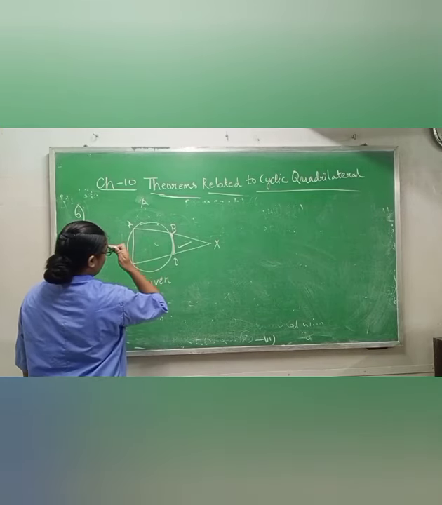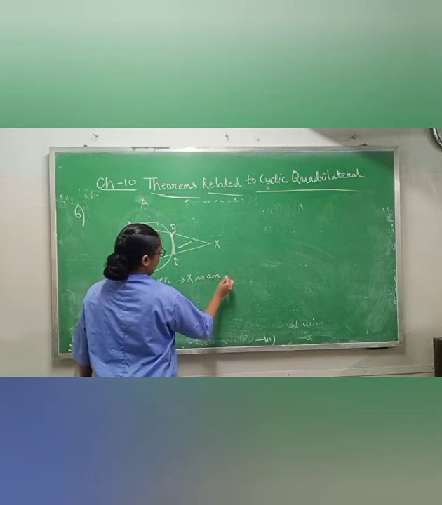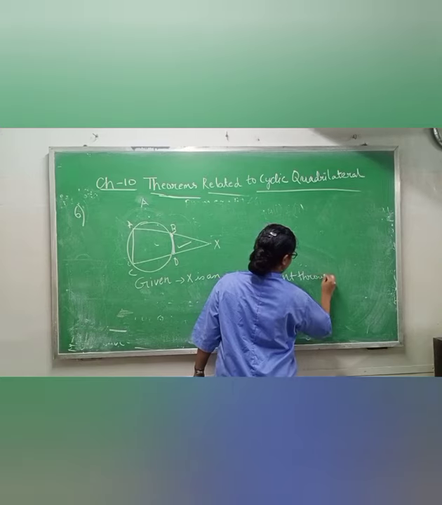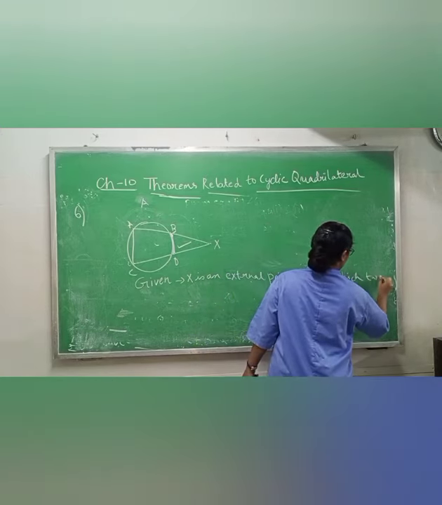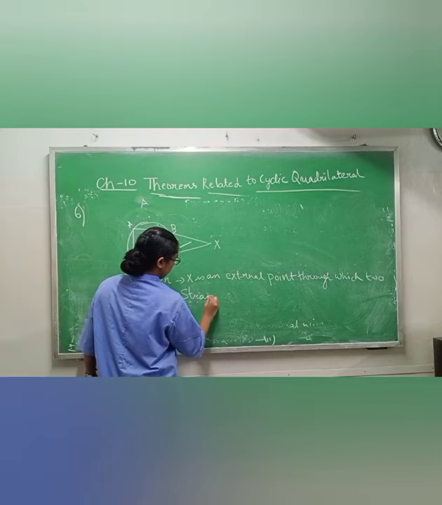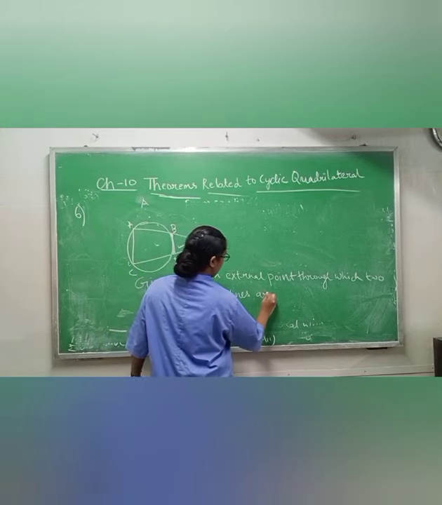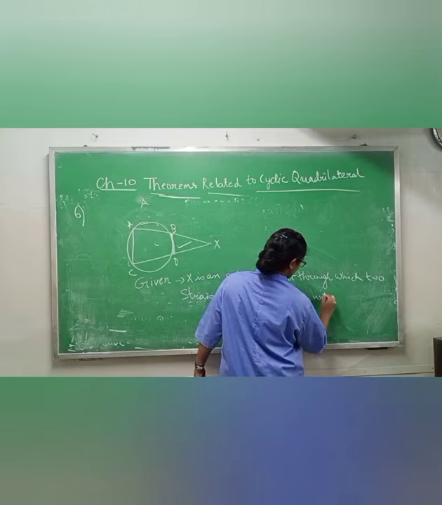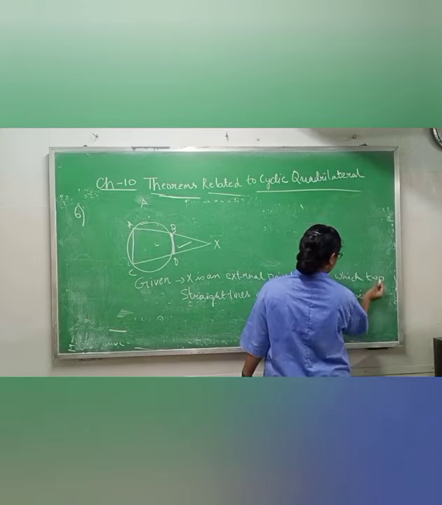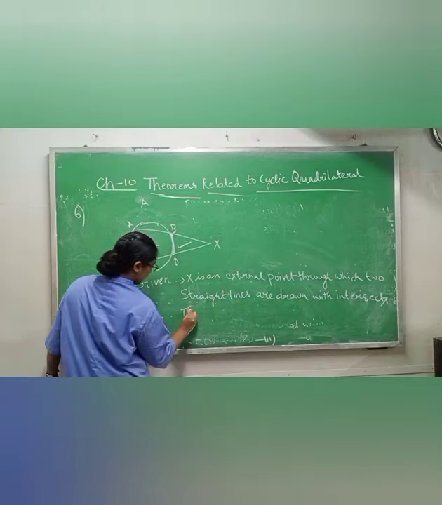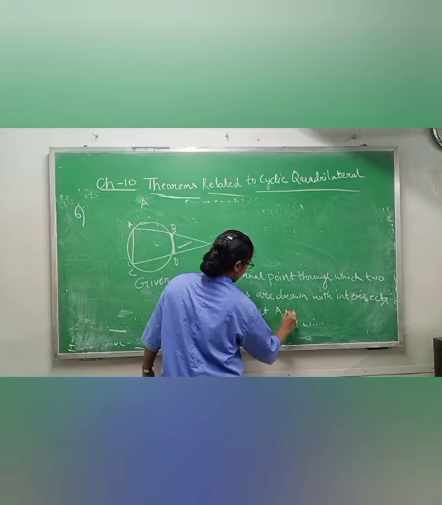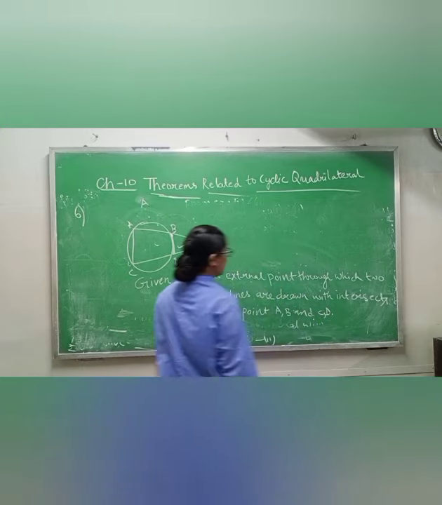Given: X is an external point through which two straight lines are drawn which intersect the circle at points A, B and C. Okay, so this is the given thing.